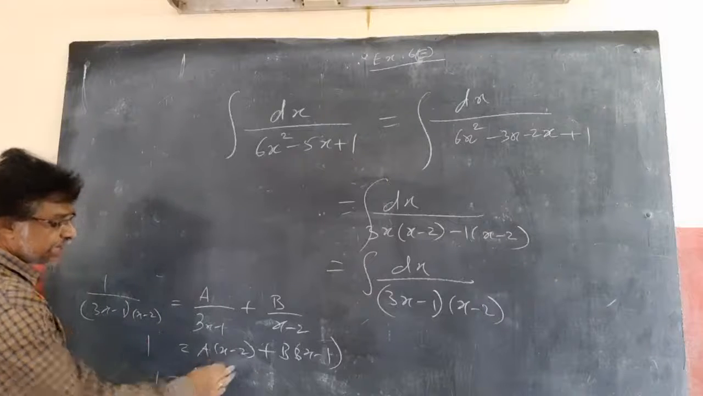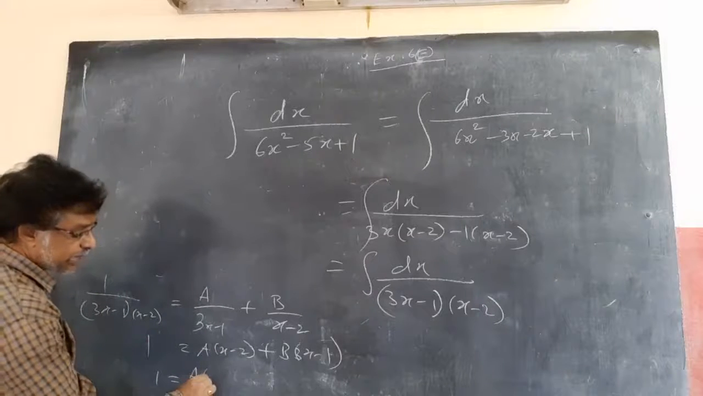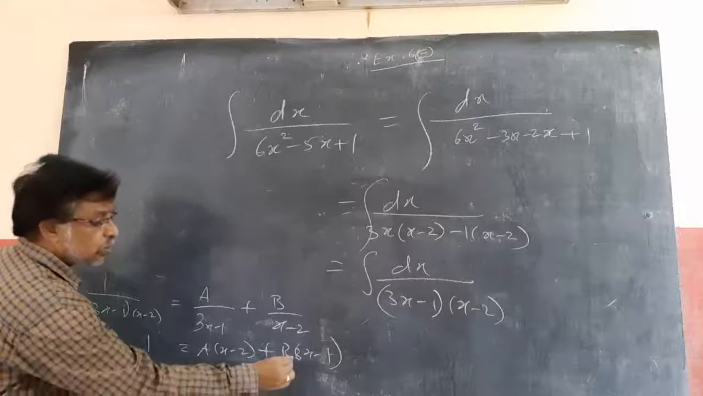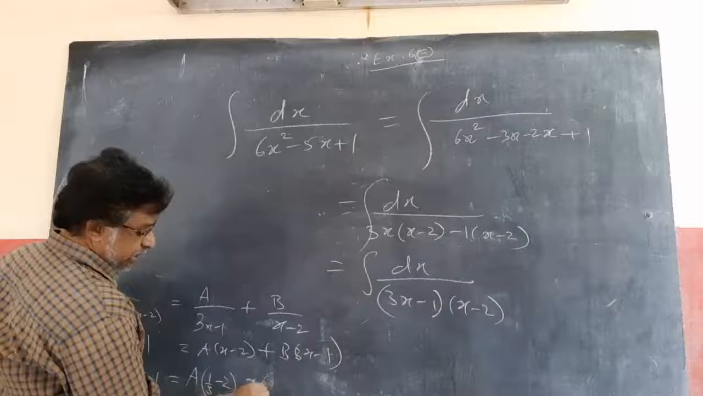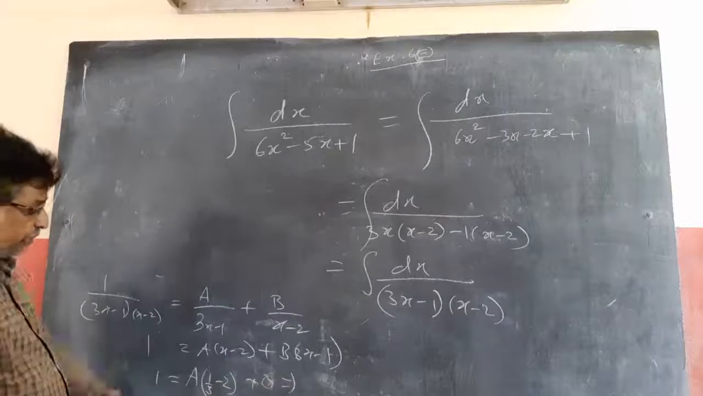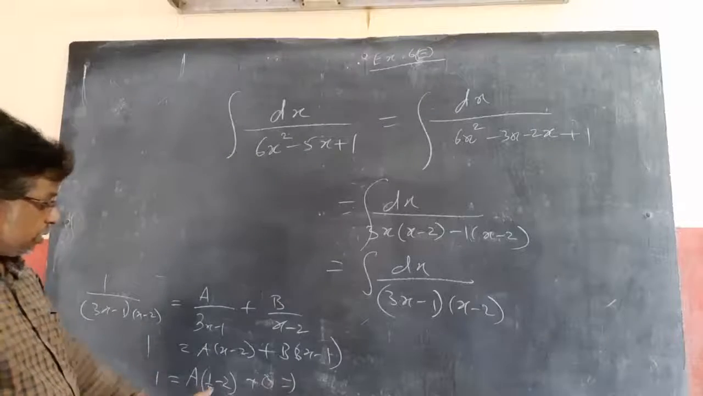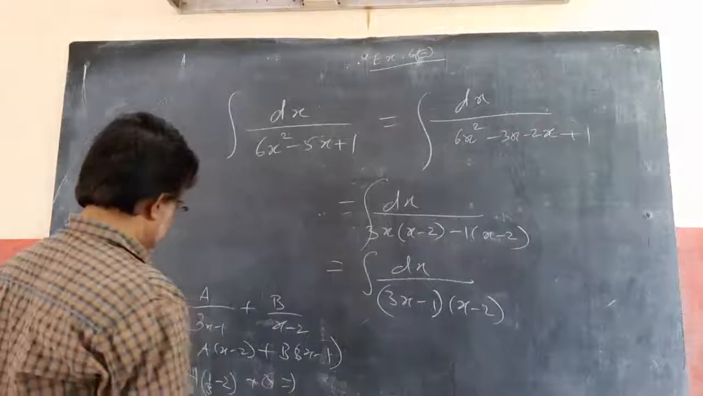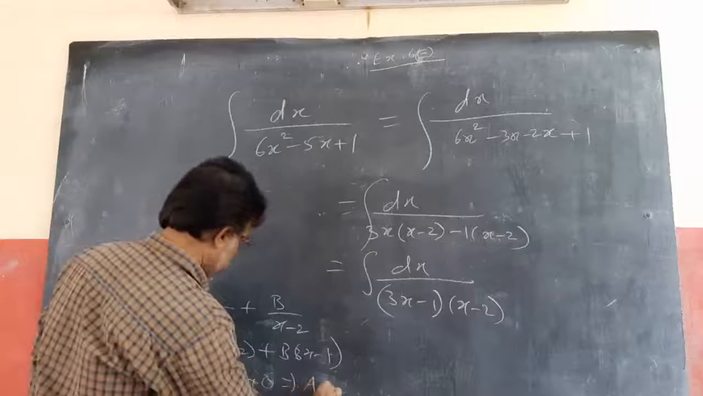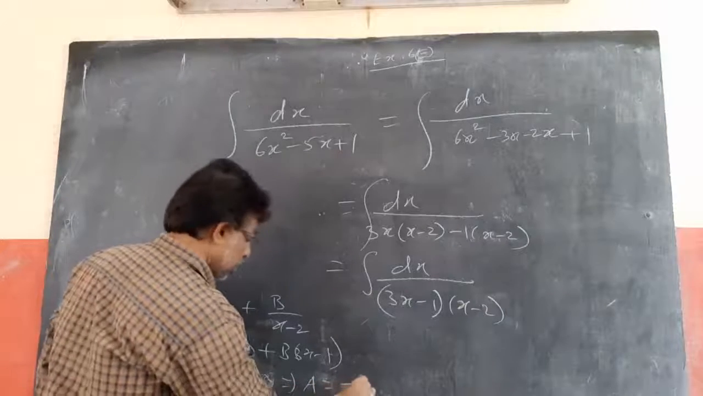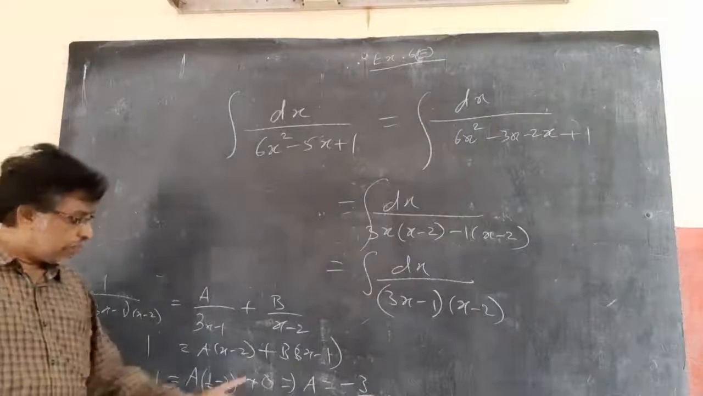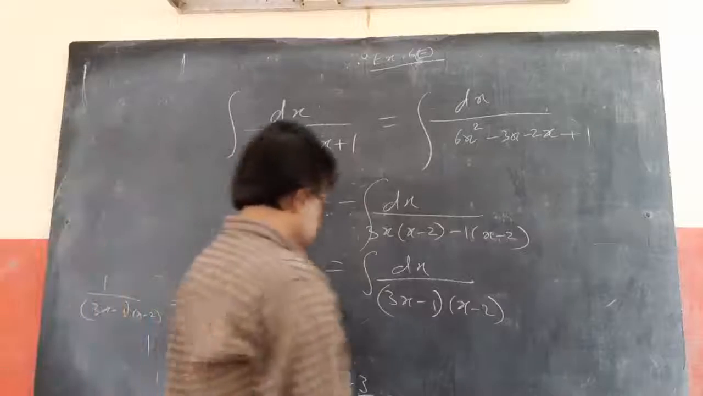A into 1 by 3 minus 2, plus B into 3 times 1 by 3 minus 1, which is 0. So you will get, taking the LCM, 1 by 3 minus 6, which is minus 5 by 3. So I want to say A equals minus 3 by 5. A equals minus 3 by 5. Next, coming to the B value.